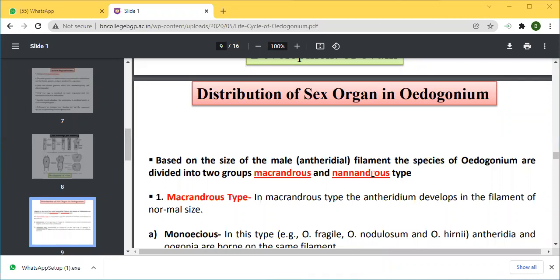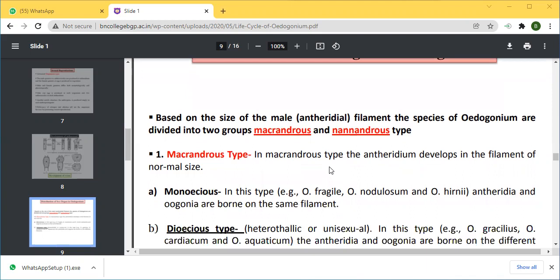Very important, girls. In competitive exams, they also ask about the basis of the size of the male gamete in Oedogonium. What is the name? The first name is called Macrandrous. The second name is called Nannandrous. What is the difference between the Macrandrous and Nannandrous species? See, first I'll explain the Macrandrous species.